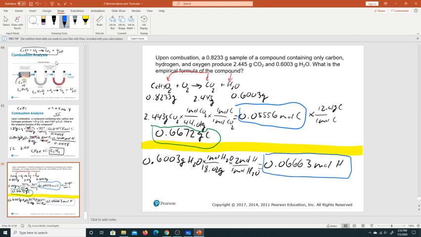Now let's convert this to grams. In order to convert this to grams of H, I multiply this by the atomic weight of hydrogen. Hydrogen's atomic weight is 1.01 grams per mole. So it's times 1.01 grams per 1 mole of H. Take your prior answer times 1.01. That gives me 0.06729 grams of hydrogen. So let's mark that in green.